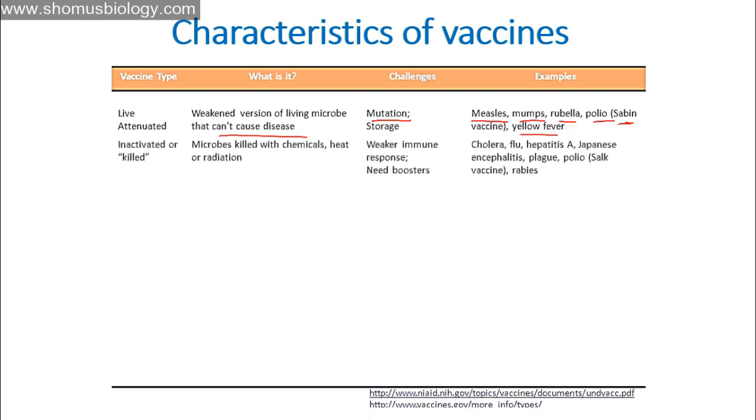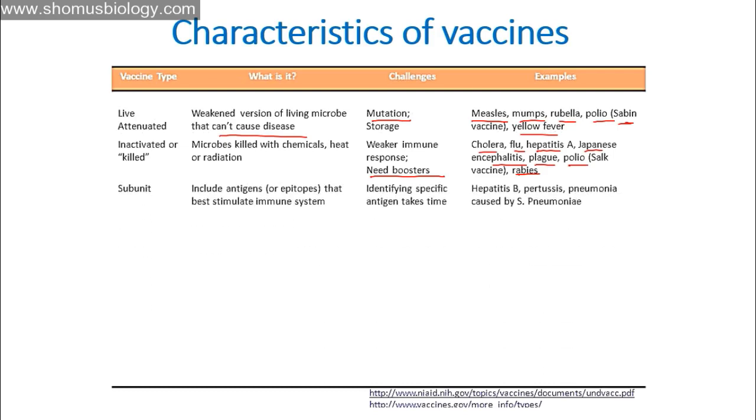Second type, inactivated or killed vaccines: microbes killed with chemicals, heat, or radiation. Challenges: although inactivated vaccines are the safest, they give a weaker immune response, and they need boosters, repeated doses at intervals. Examples of this kind are the cholera vaccine, flu, hepatitis A, Japanese encephalitis, plague, polio, and rabies vaccines.